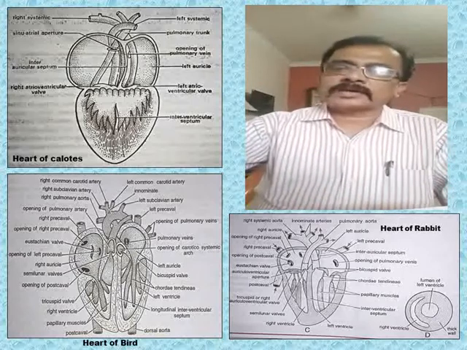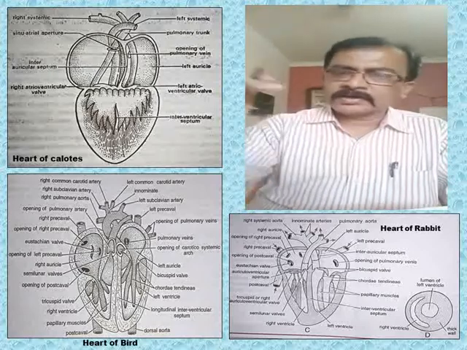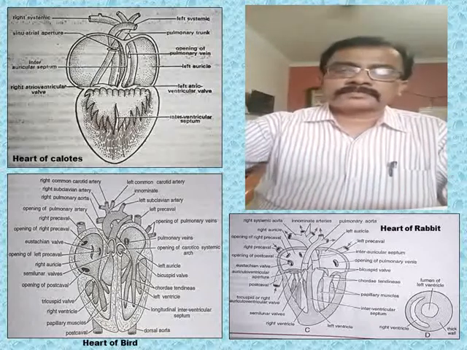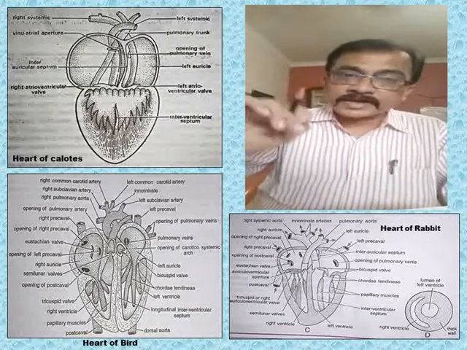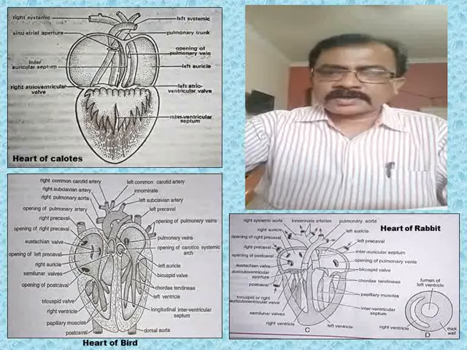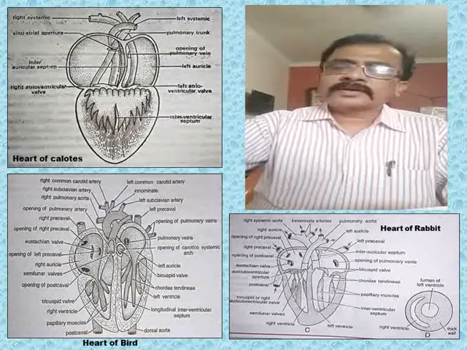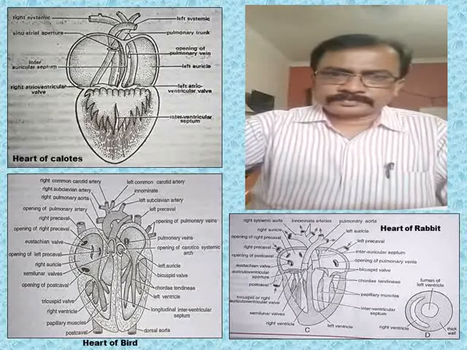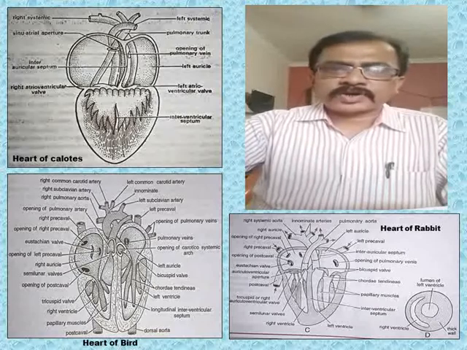The union of sinus venosus and the auricle is represented externally by a groove called sulcus terminalis and internally by a ridge called crista terminalis. Vena cava opens directly into the right auricle. Here also, vena cava opens directly into the right auricle.